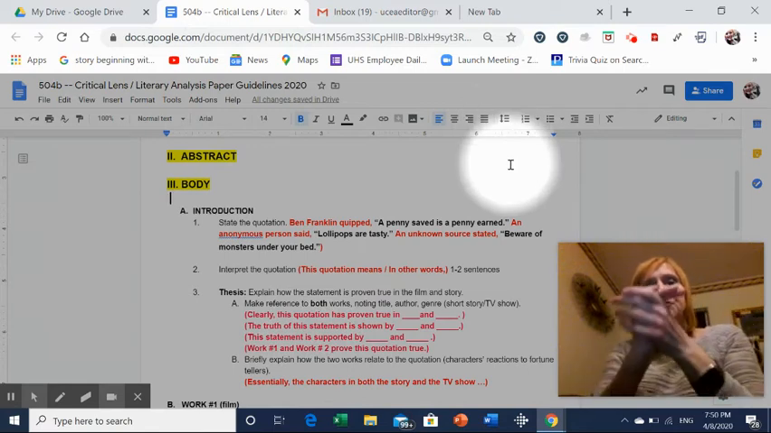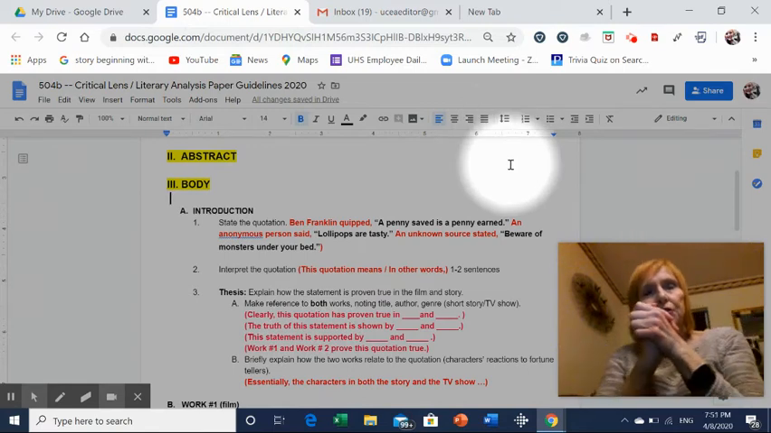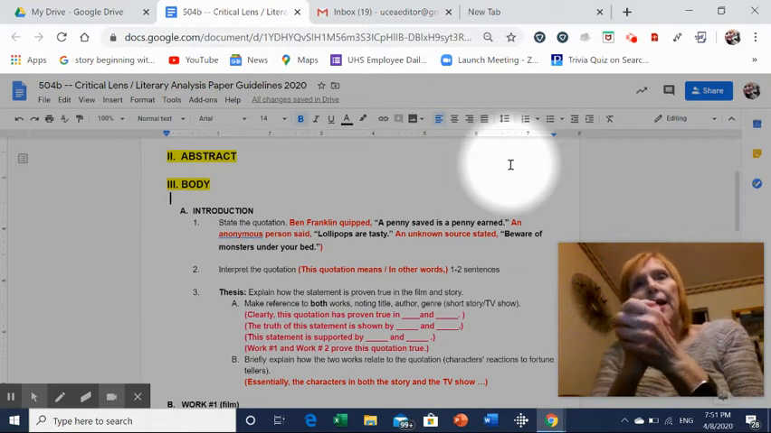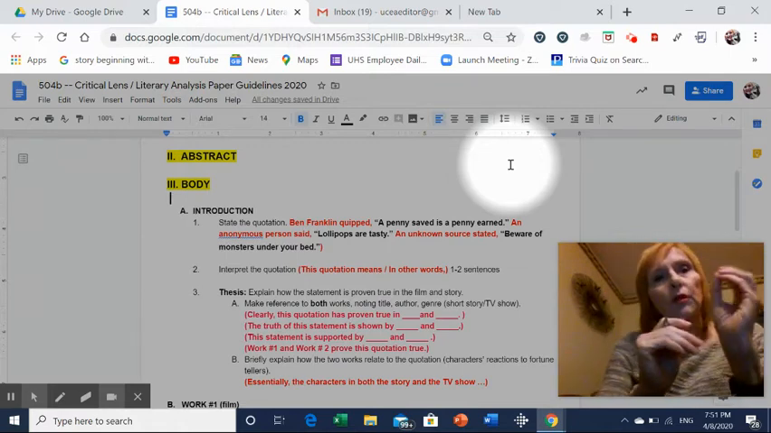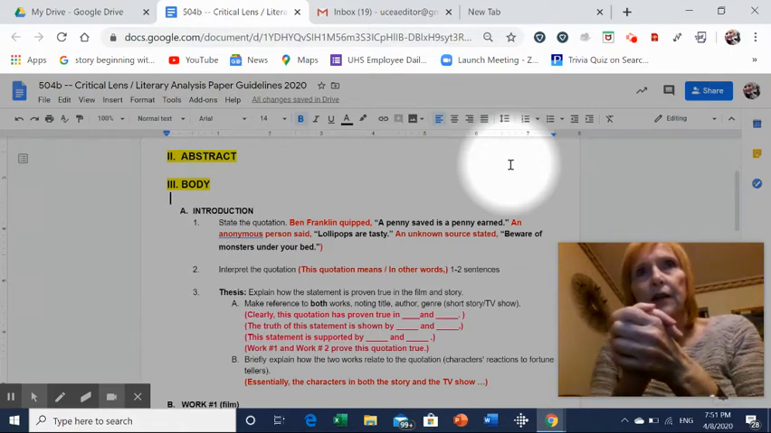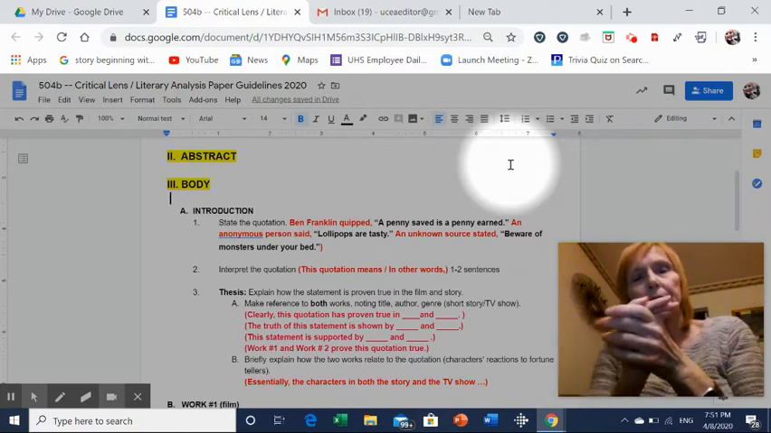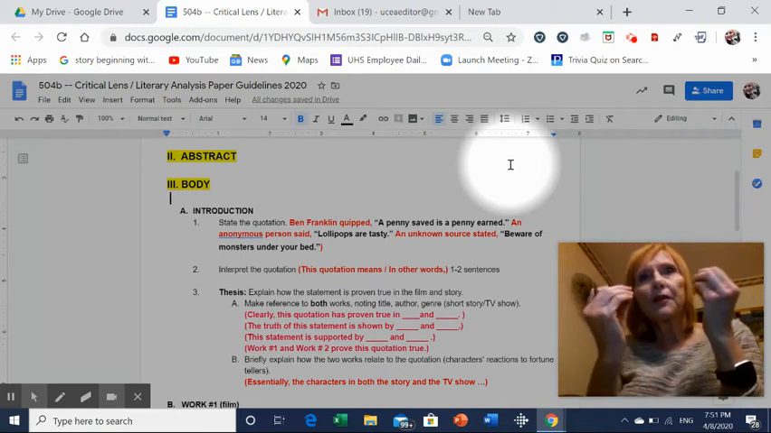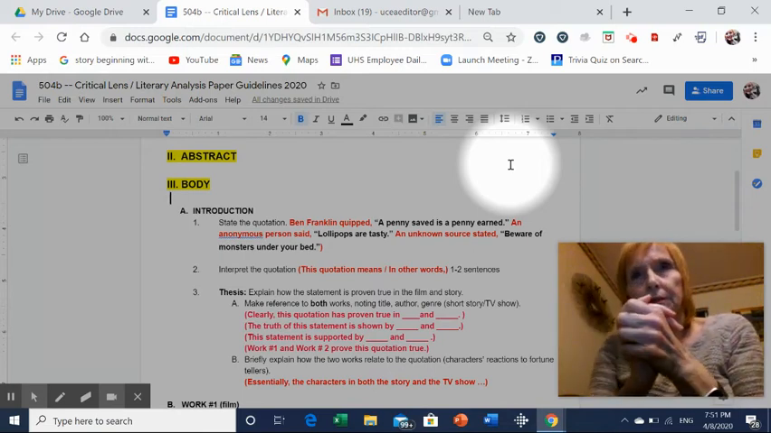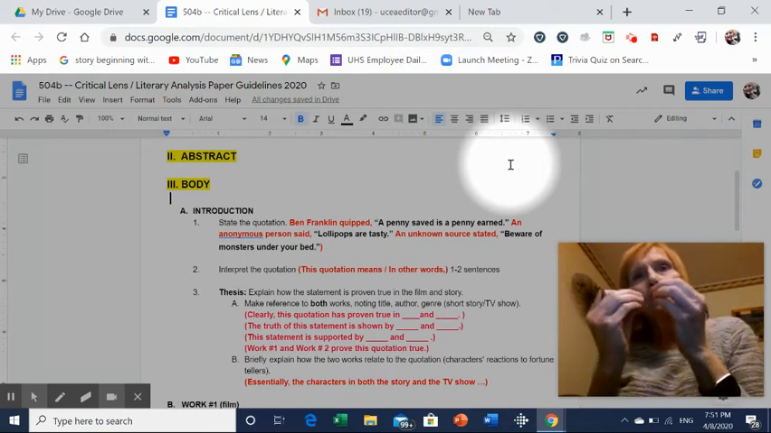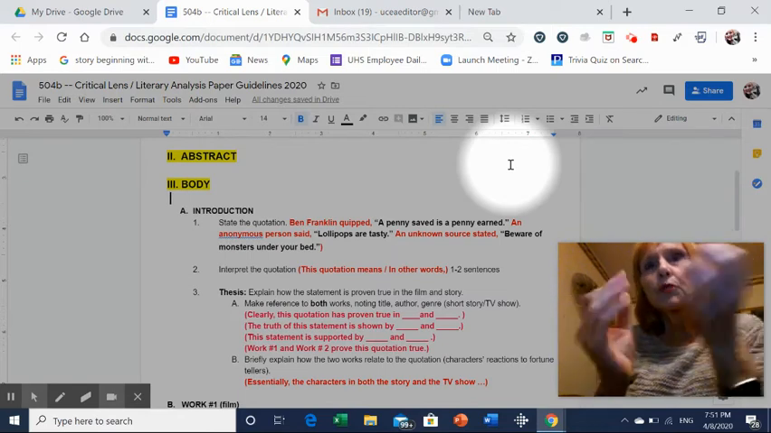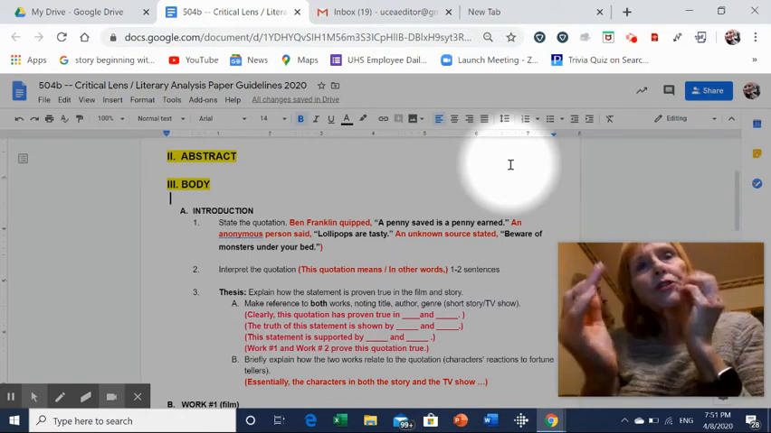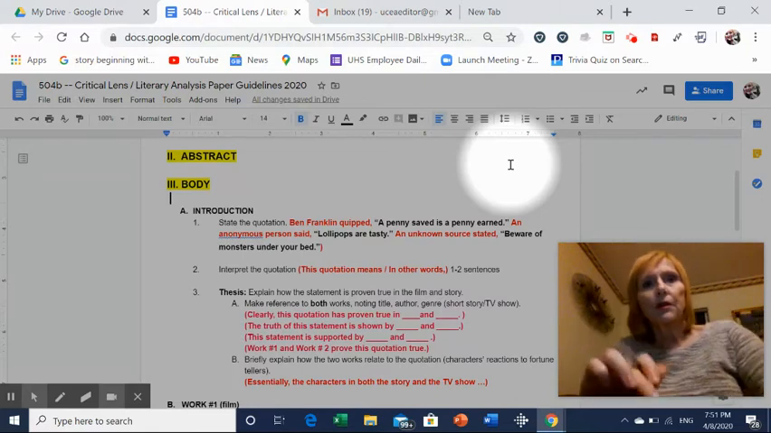Okay. So you've picked your quotation about hope, and you're going to now look at the works that I assigned. You're going to look at the film and the story. And when you watch the film and read the story, you're going to keep your quotation in mind. And somehow you have to connect the works to the quotation. Okay? Once you have your idea, you get started.